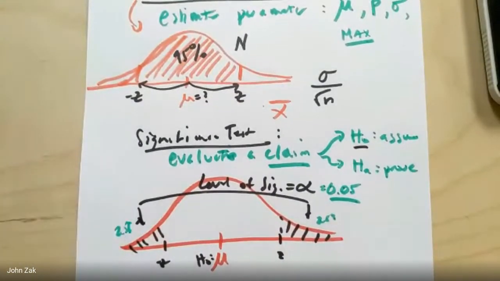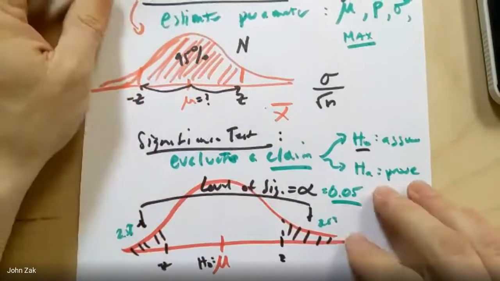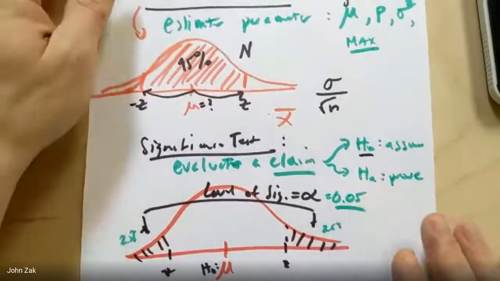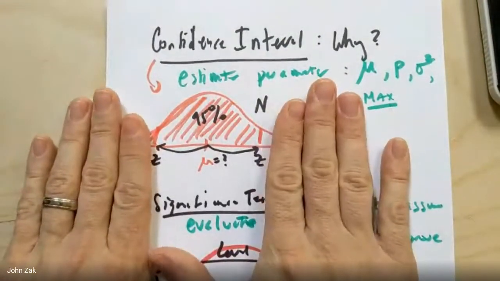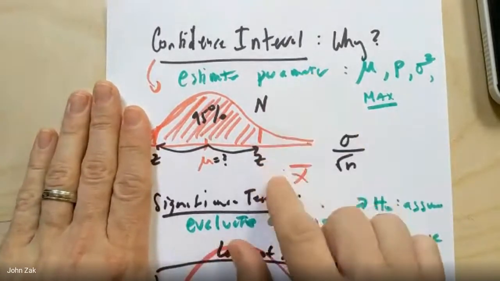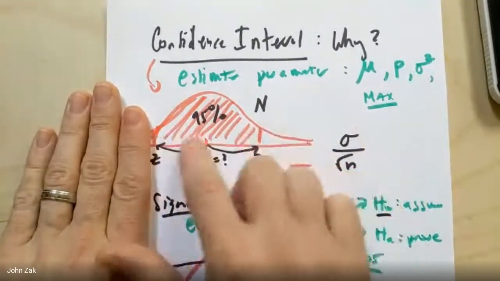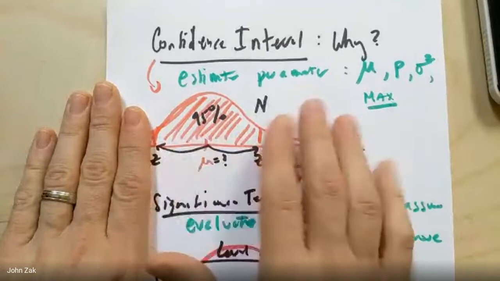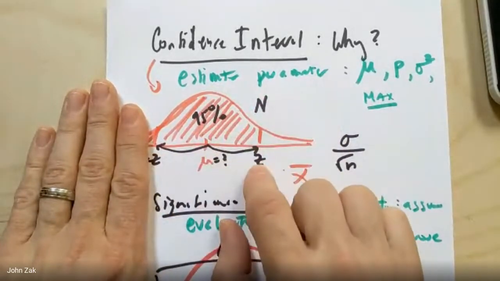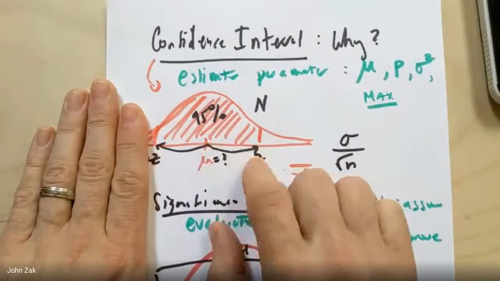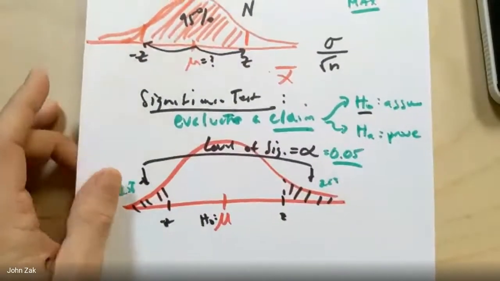Right? So the core idea is when we're estimating something with confidence, we're focusing on what percent of my x bars should be close to the mean. 95% of them should be within a distance that's this many standard deviations from the mean. In a significance test, there we go.